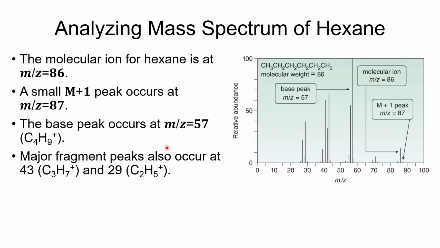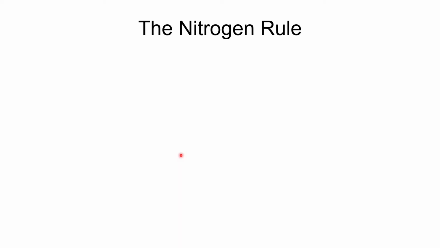So we also have some major fragmentation peaks at 43 and at 29, and there's some smaller stuff around it. Again, we'll mention that here in just a minute. And then we have a minor fragmentation peak at 71, and that's this one right there. So let's look at what we call the nitrogen rule, and then we're going to come back and look at hexane and its fragmentation pattern.